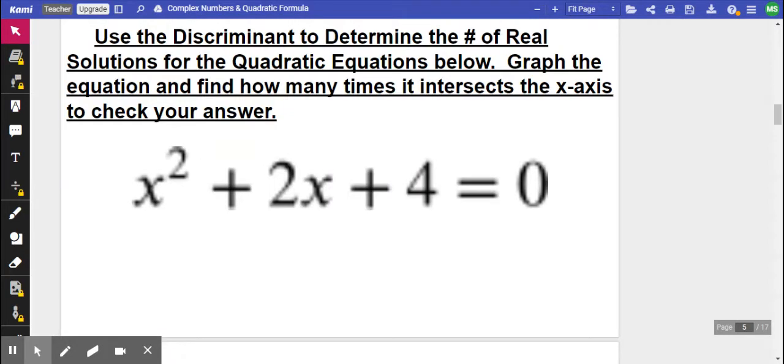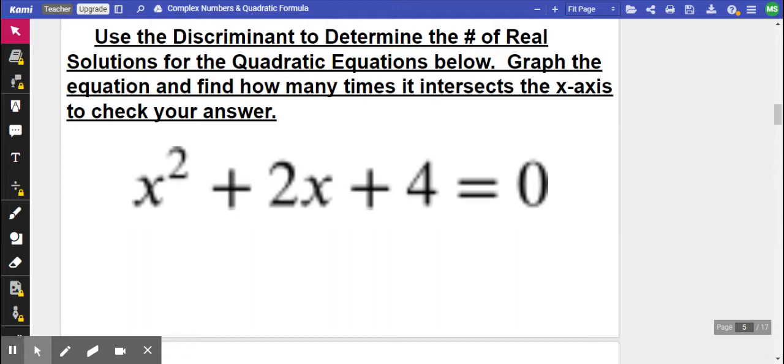Now, we're going to continue looking at quadratic equations more here and think about what we've been working on lately in class. So you're going to be finding the discriminant and the number of real solutions for the quadratic equation you see in front of us, and then graph the equation and look for the amount of times it intersects the x-axis. And we want those answers to kind of agree with each other, because the number of real solutions for a quadratic equation usually is going to be the number of x-intercepts as well.